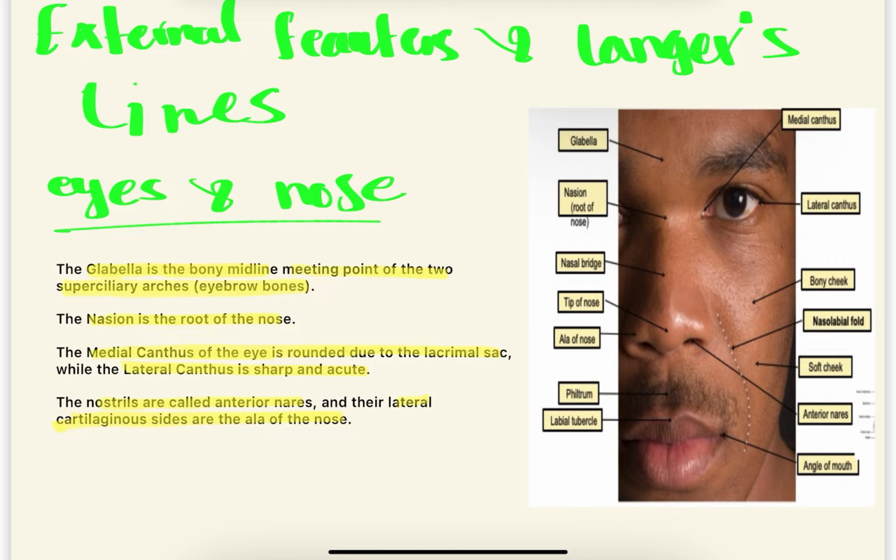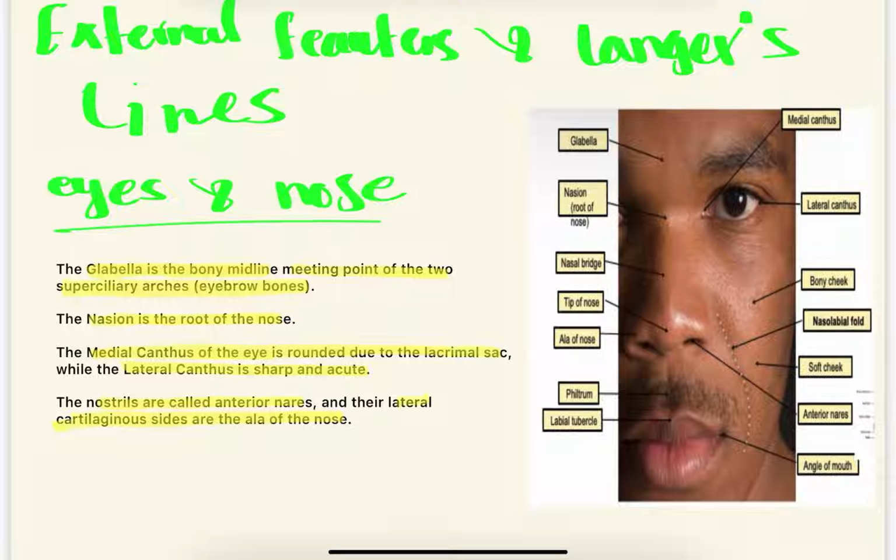Then here in the nose, I have what? I have the nasion, which is the root of the nose. So this is the nose. Here, the root of the nose is called the nasion. This one is the nasal bridge. This one is the tip of the nose. And on each side, I have the ala of the nose.